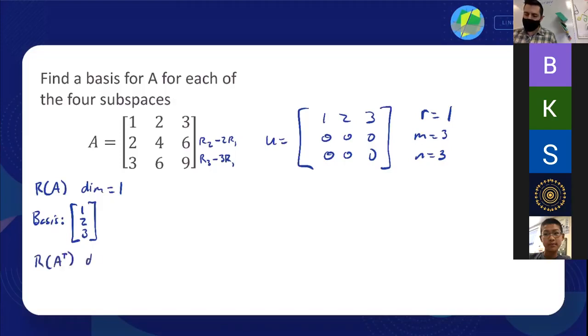Row space, dimension is also 1. I'm going to choose row 1. Okay, both of them are one-dimensional subspaces of R3. Both of them are lines.